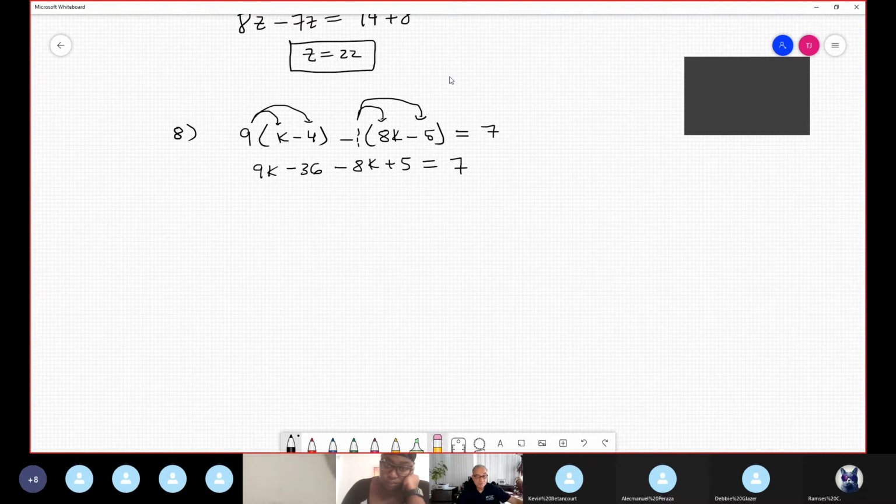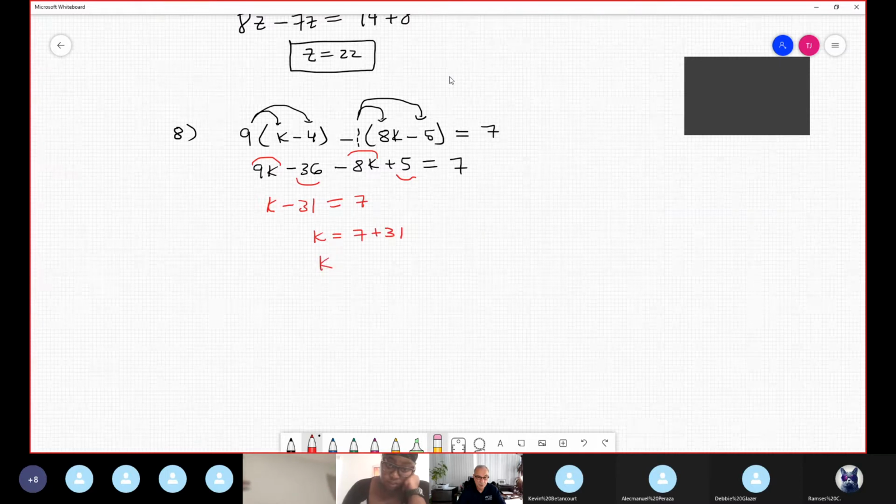Okay, now we are ready to combine like terms. We have, for example, 9 and 8, subtraction is 1. Now 36 and 5 is 31, negative 31. Minus 31. In the right hand side, we have only 7. Finally, I move 31 to the right hand side like a positive 31. And the answer is 38.